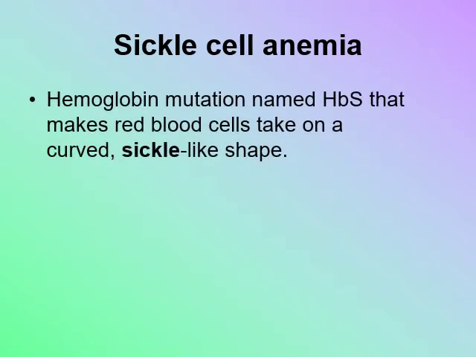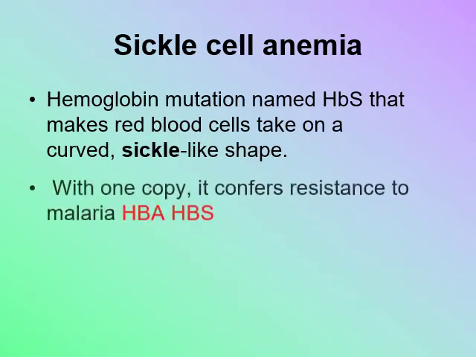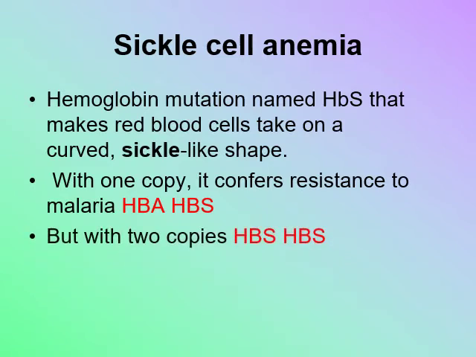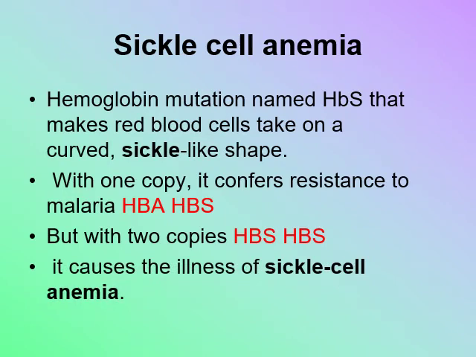Hemoglobin mutation, called HbS, makes red blood cells take on a curved, sickle-like shape. With one copy, HbA/HbS, it confers resistance to malaria. But with two copies, SS, it causes the illness of sickle cell anemia.